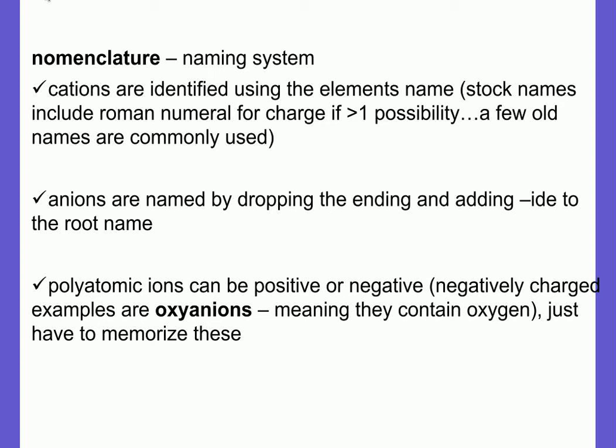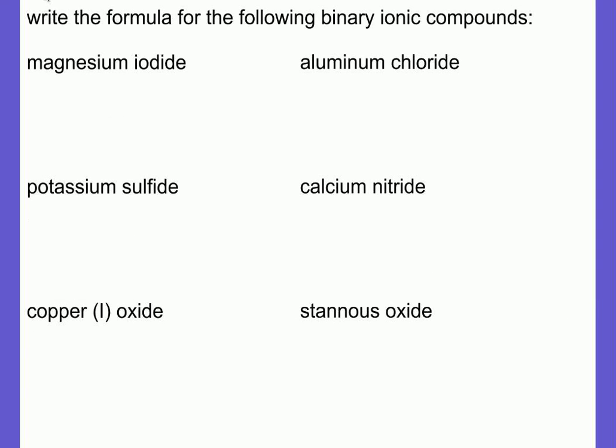Anions are named by dropping the ending and adding an IDE to the root name, and then every once in a while I'll throw in those polyatomic ions, and those could be positive or negative. A lot of them are oxyanions because they contain oxygen. Remember when we had phosphate, sulfate, nitrate, they all had oxygen in them as well as some other element. Those ones you just have to memorize, otherwise you're not going to know what they are. So you got to get to work with your flashcards and know your polyatomic anions.